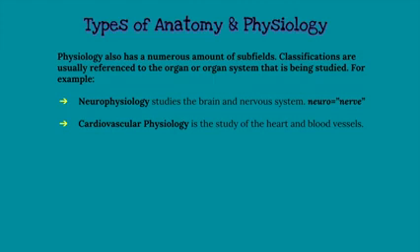And as you can see, both cardiovascular physiology and neurophysiology have the organ system that is being studied in its name. For example, neurophysiology is studying the nervous system. Neuro means nerve, it's in the name. In cardiovascular, that's kind of self-explanatory.